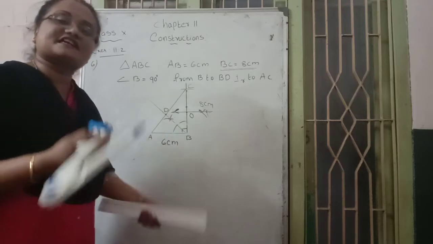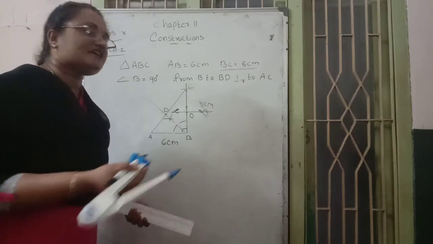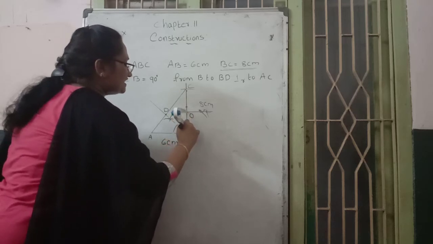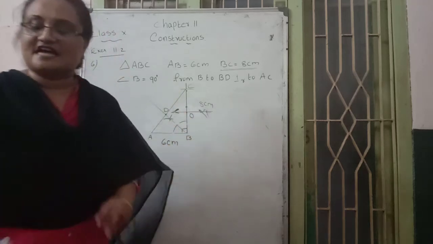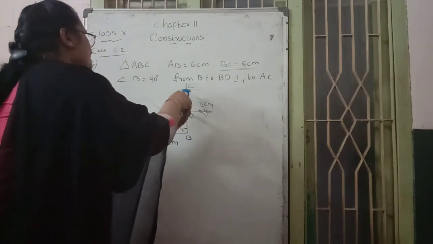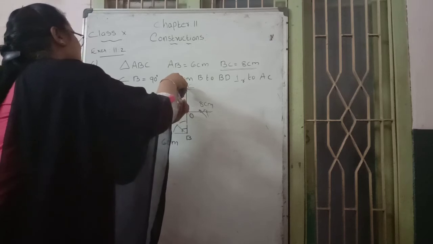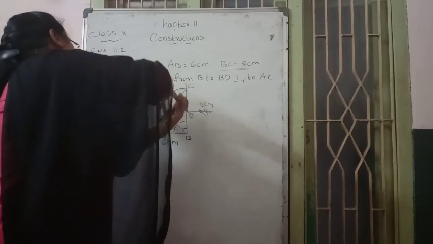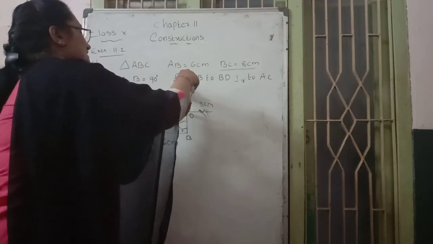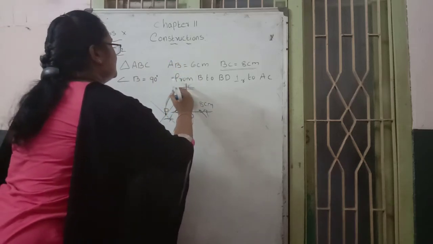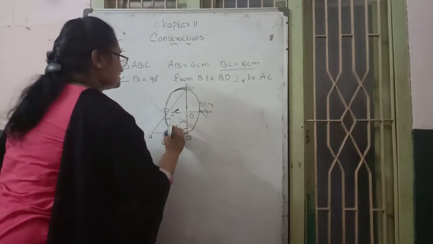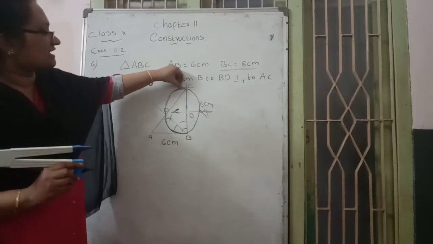Next process, circle construction. How to draw the circle? Take O as center, take the distance OB, then draw a circle passing through B, D and C. In the same way, take the distance OC or OB, and draw a circle passing through B and C. In this way, we construct this circle.